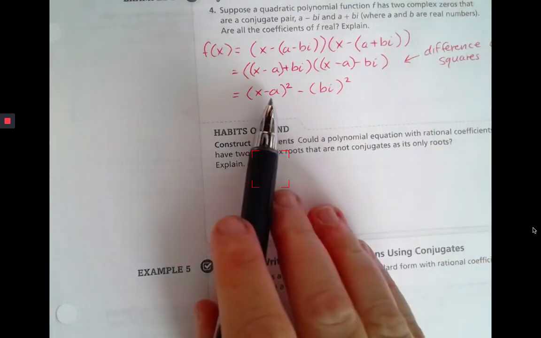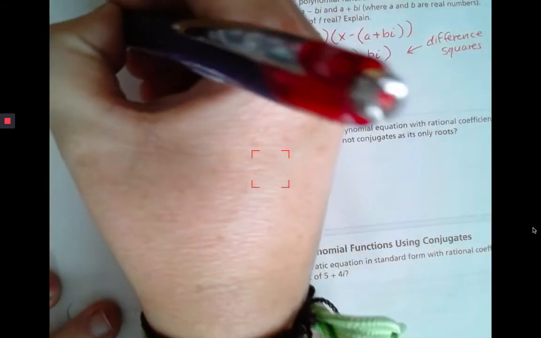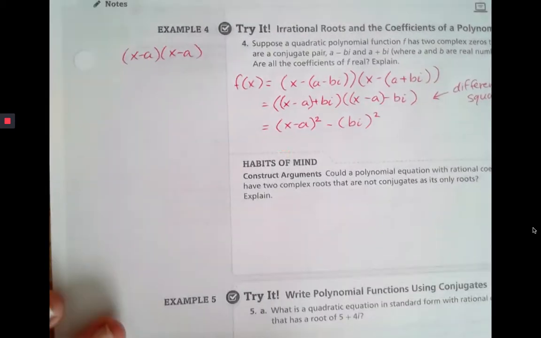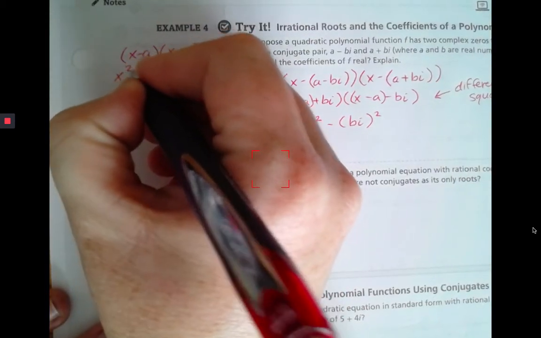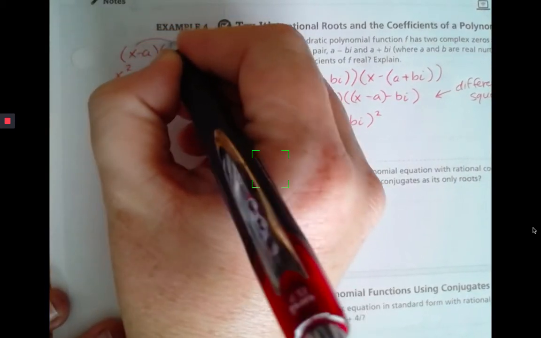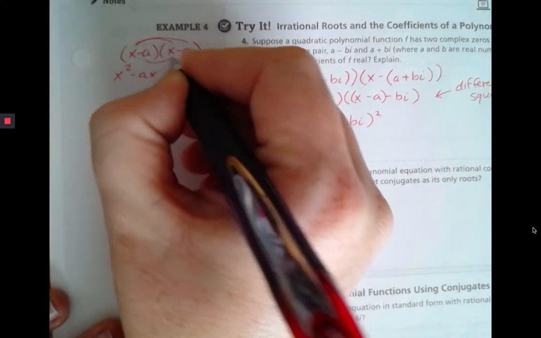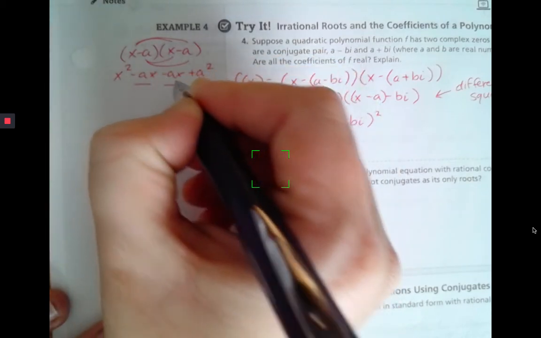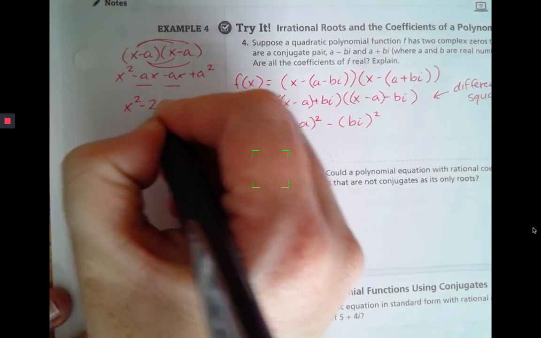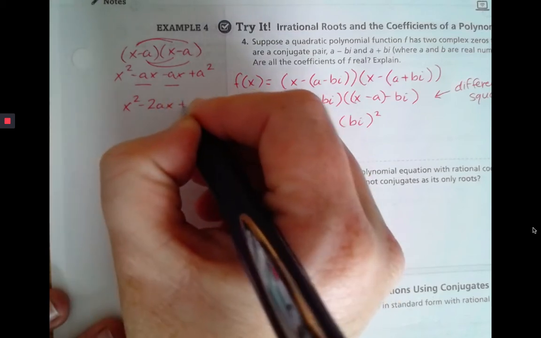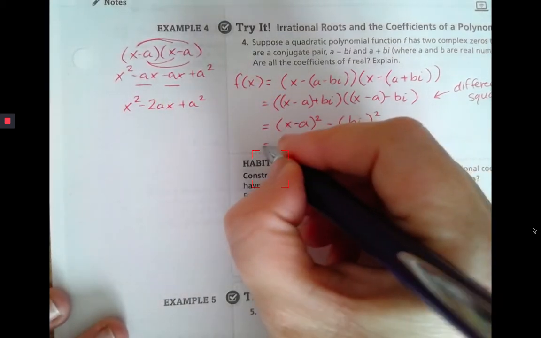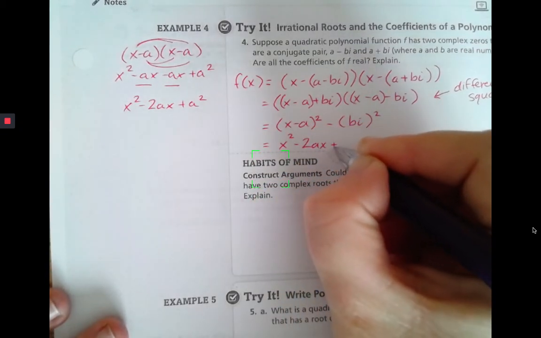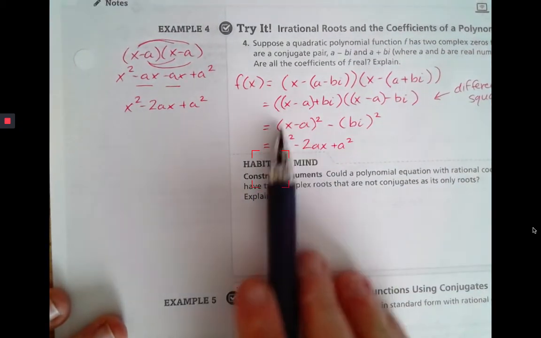You may be thinking, well, how do I know what this is? If you want to use your box method, you can, or if you just want to write it out like this, you can do that as well. But we've got x squared minus ax, so I'm distributing, minus ax plus a squared, so I'll combine my like terms. So x squared minus 2ax plus a squared. So I squared the first one, right?